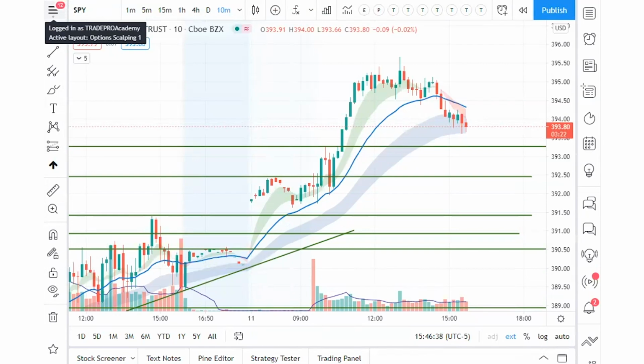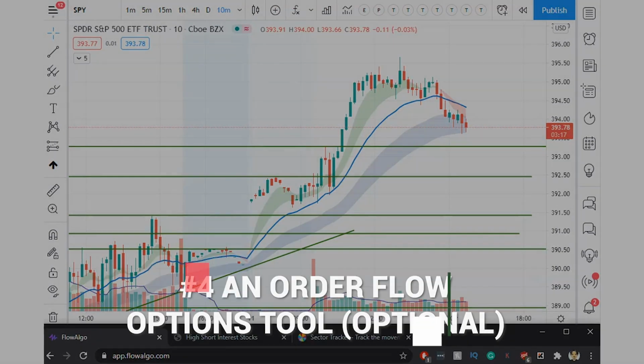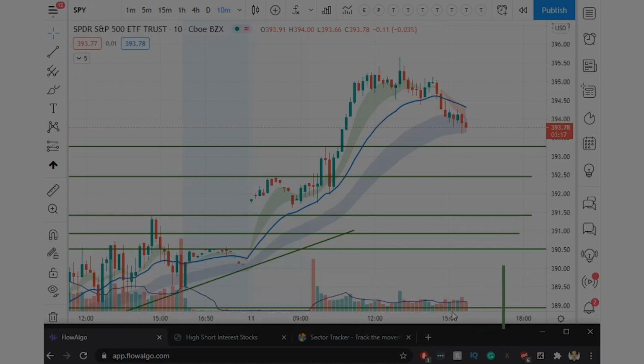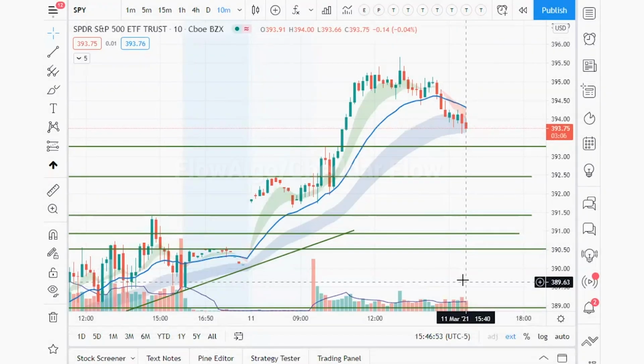So this trading strategy on the SPY is mainly a pullback strategy. And another thing that I like to use that you may not have to have per se is an order flow options tool such as Algo or Cheddar Flow. So let's go through that and let's go through what to do and how to trade this strategy.